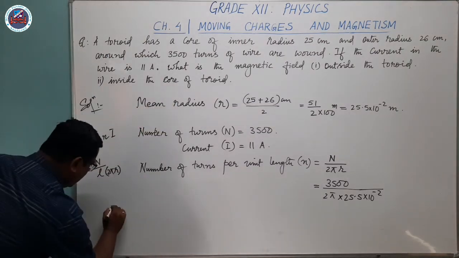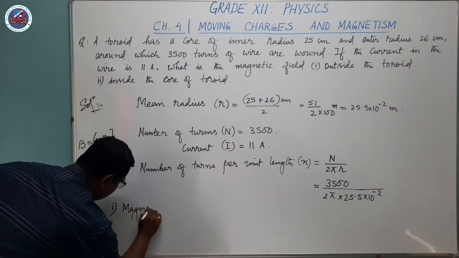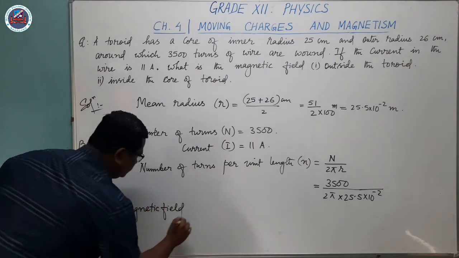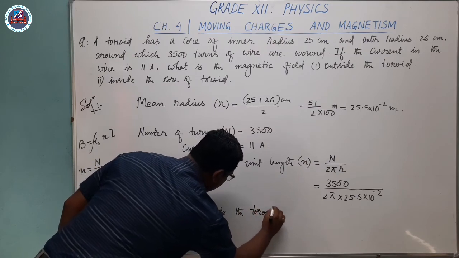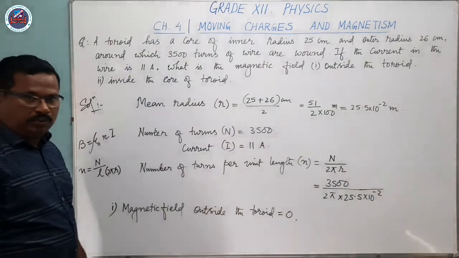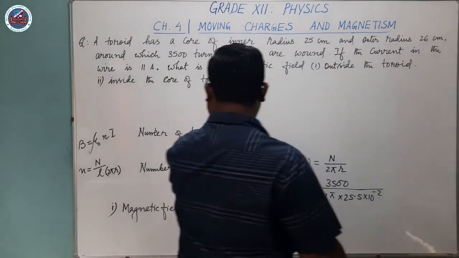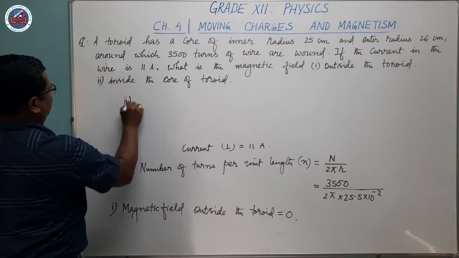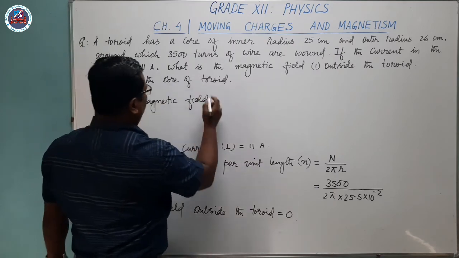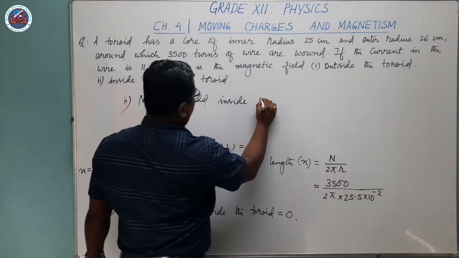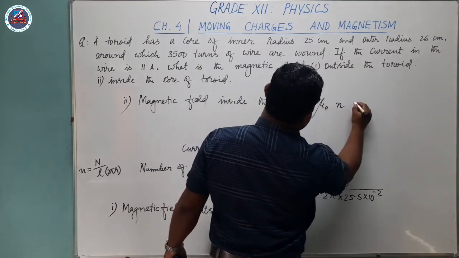In the first case, number 1, the magnetic field outside the toroid is 0, as there is no magnetic field outside the toroid. Then the second one we will do: the magnetic field inside the core of the toroid is equal to mu naught n I.